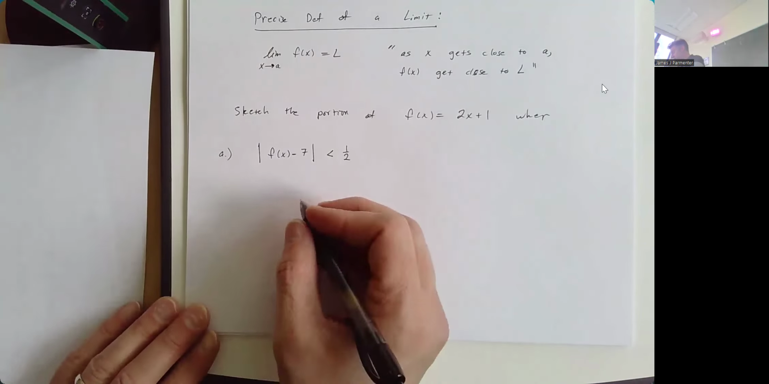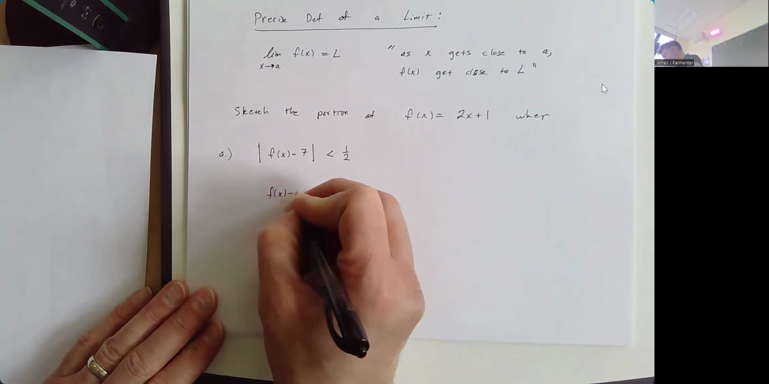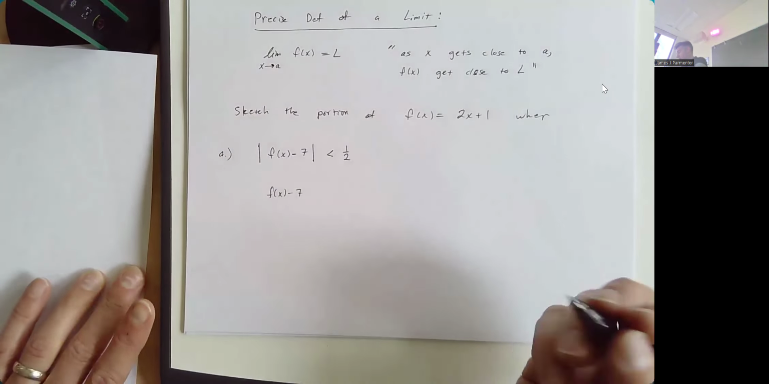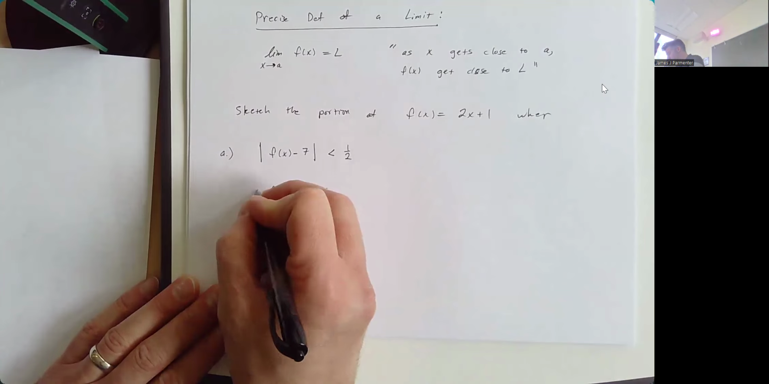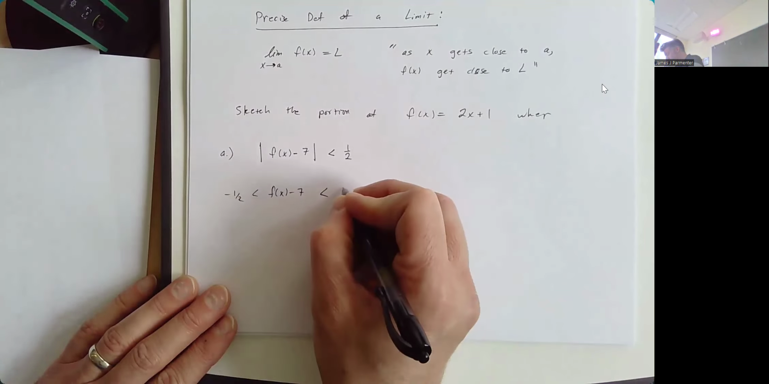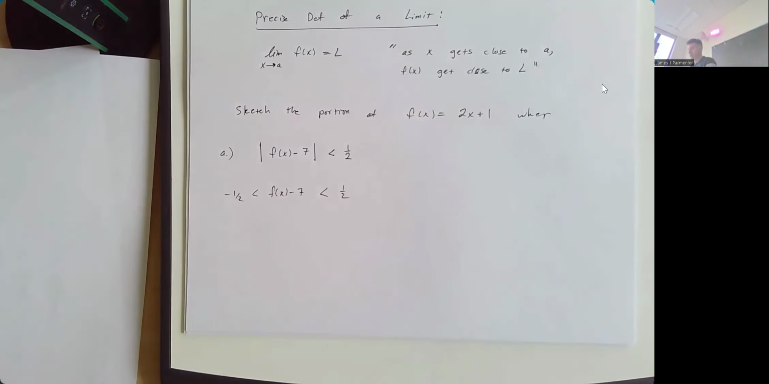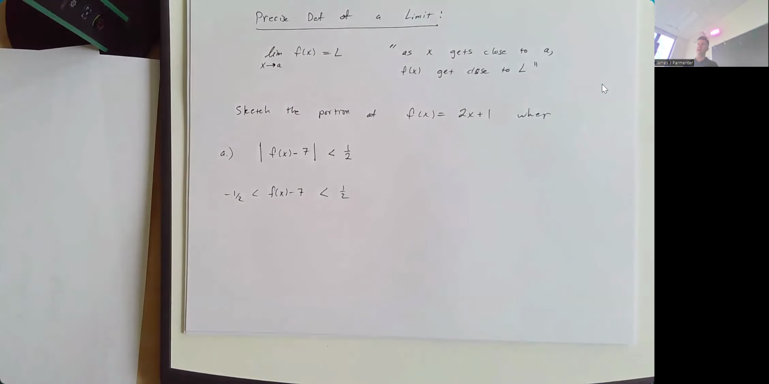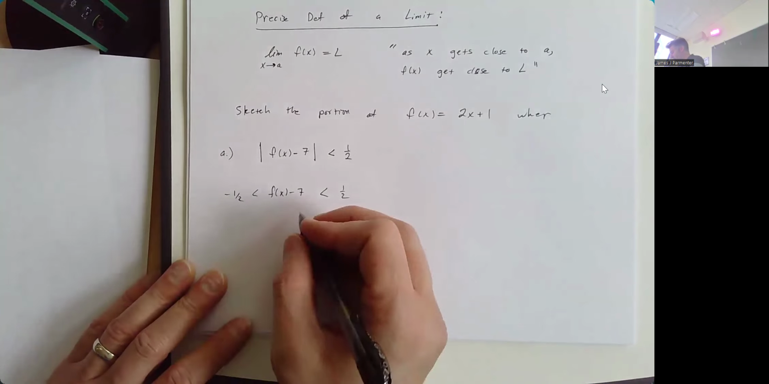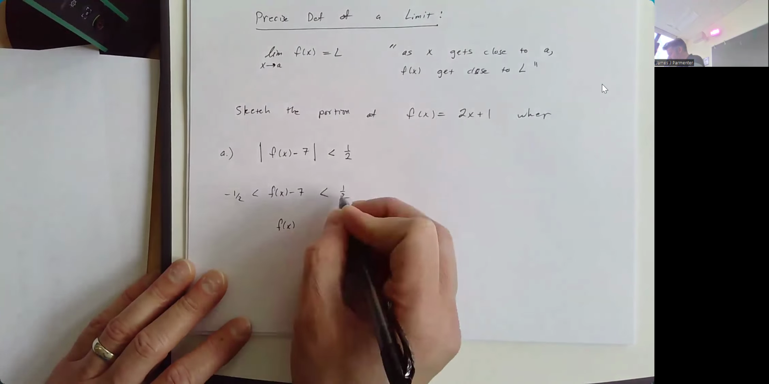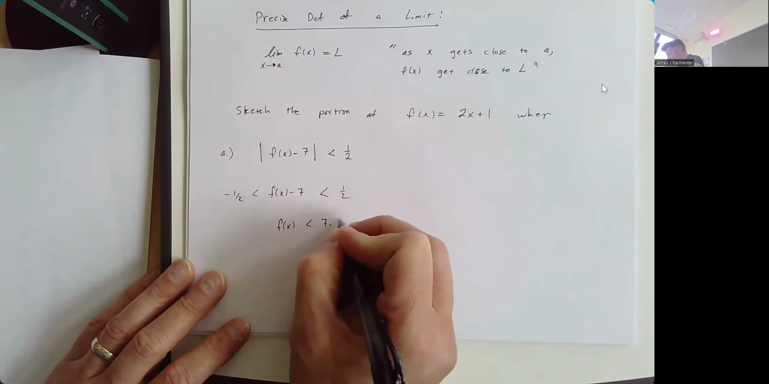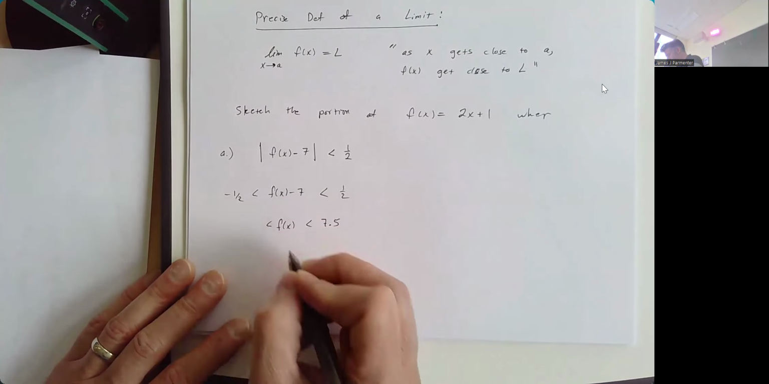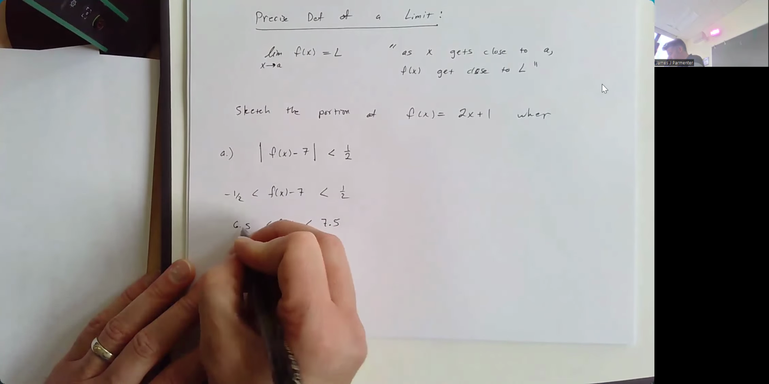So here what we need to say is the inside part of the absolute value, or the argument of the absolute value, has to be between negative 1/2 and positive 1/2. And then if I add 7 to all sides, I should say there's more than 2 sides, 7 plus 1/2 is 7.5. 7 minus 1/2 is 6.5.